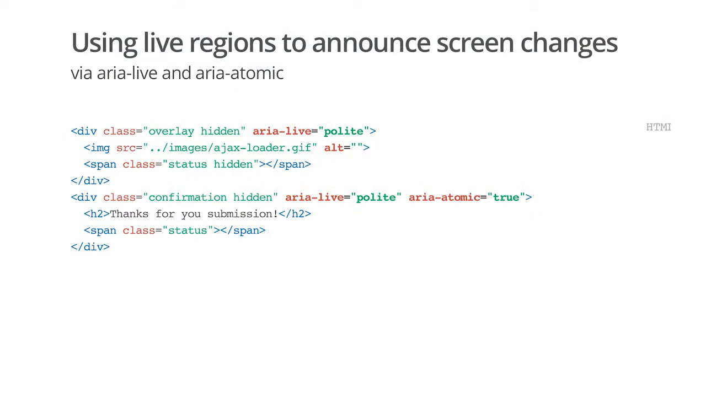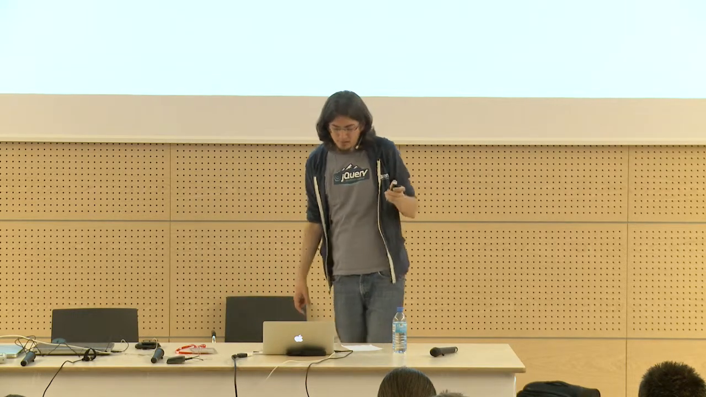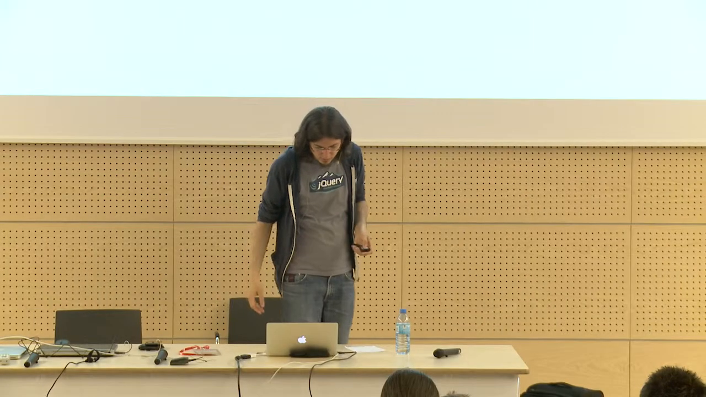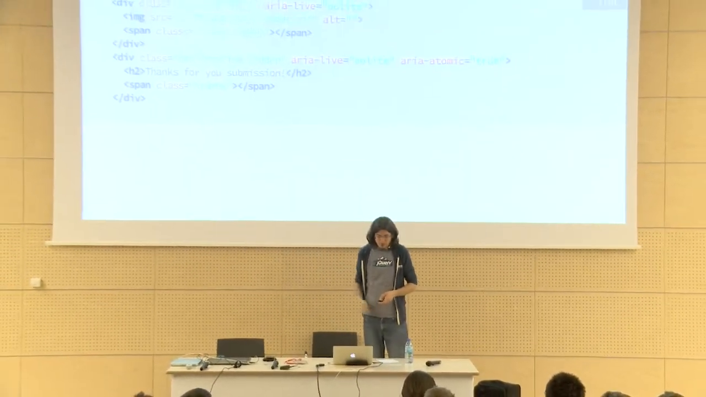You can fix the issue here by making the overlay and the confirmation elements so-called live regions. For that, we just add the aria-live attribute, and in this case, I use a value of polite, which is in most cases the right value to use. Basically, it tells the screen reader, after you're done reading something else, read out the content of this element. And by default, it reads only the text that actually changes. I'm also using the aria-atomic attribute here. This tells the screen reader for this element, if the text changes, read out everything. So it should include the header here, this thanks for your submission, but also should read out whatever text gets added to the status element.